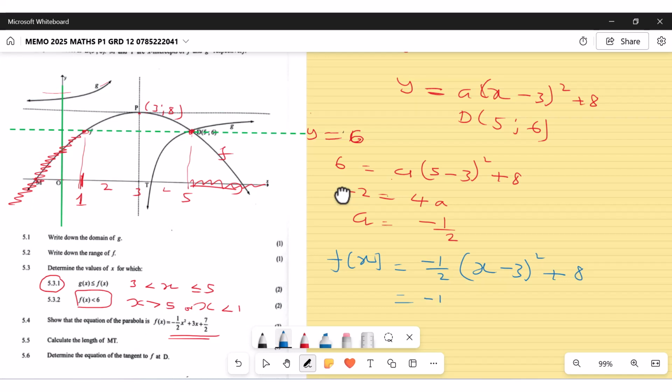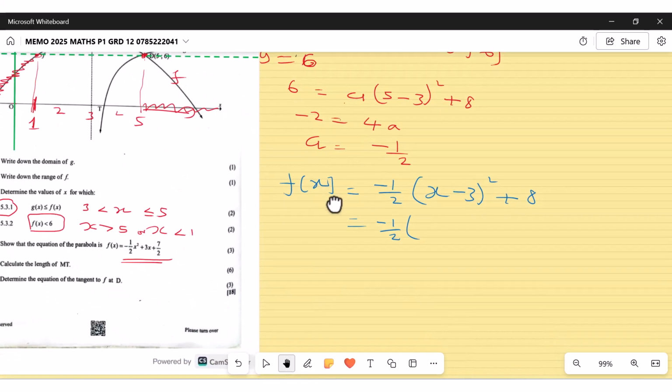Now opening brackets here, I'm going to get negative 1 over 2 x squared. Now multiply by negative 6 gives us positive 3x, so plus 3x. Then negative 1 over 2 times 9, that's negative 9 over 2, then plus 8 gives us plus 7 over 2. Here, that's how we show that, guys. Hope we are together.